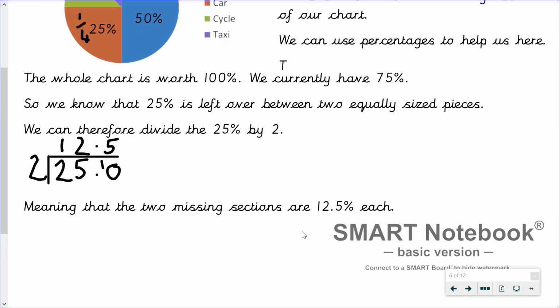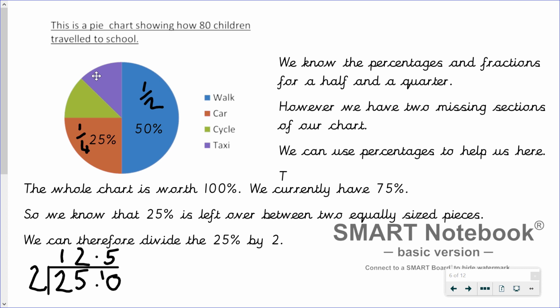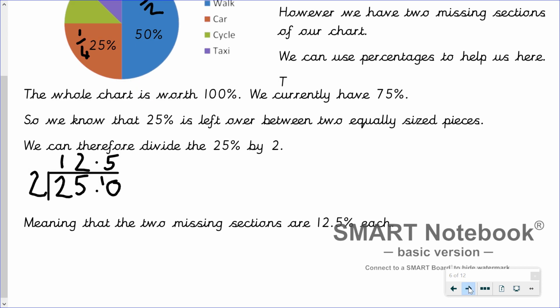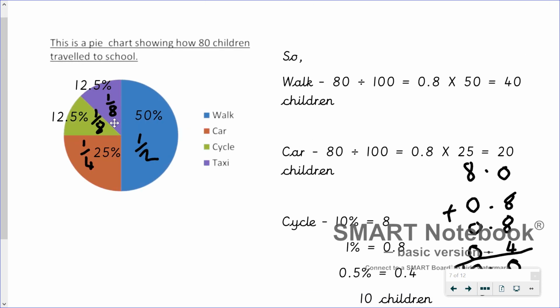Now, those of you who are great with your fractions, you can see here, 2 of these make a quarter, so each of these is an eighth. Okay? Oh, sorry, each one is 1/8 because that gives us a quarter, because 2/8 is a quarter. There we go. So you could use your fractions knowledge to know that those are an eighth, but if you don't, just use a percentage method, because then you can actually do some division. So there we go. We've got 12.5% and 1/8 each.